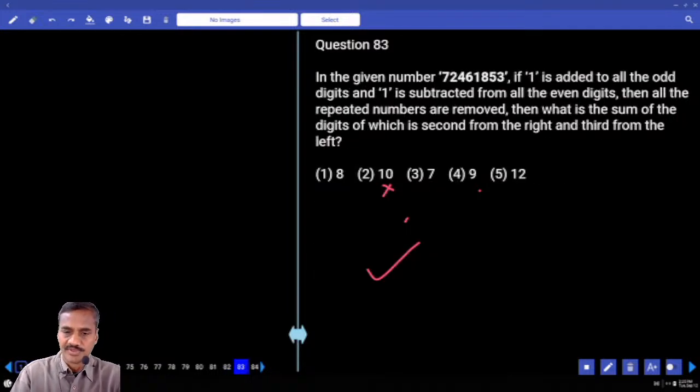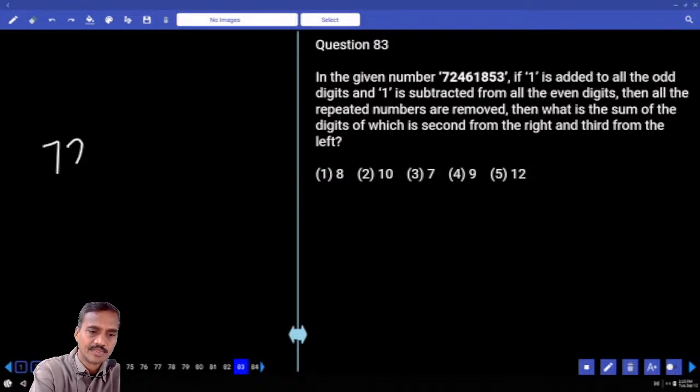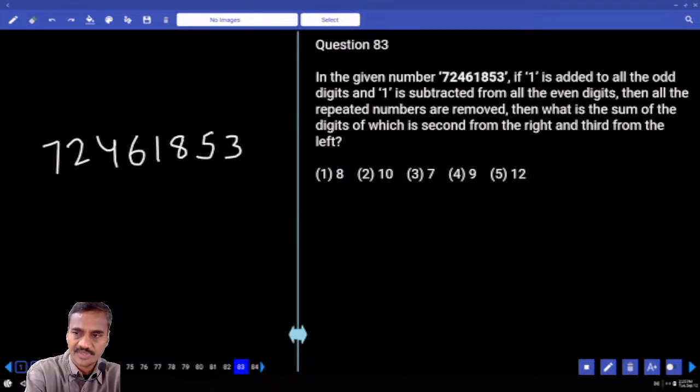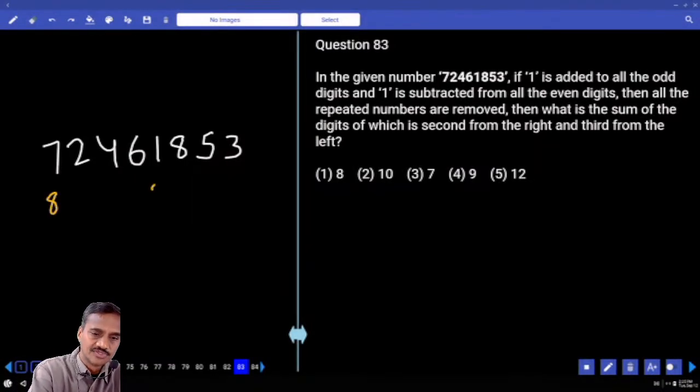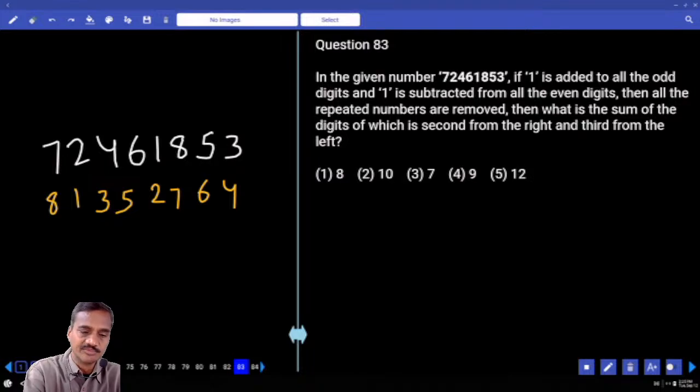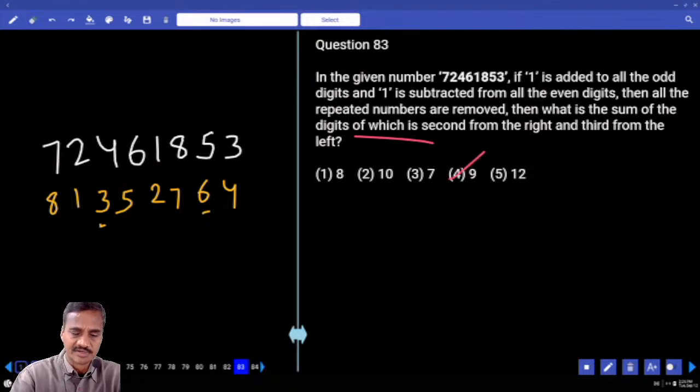Write it. Then 83, what is the number we have? 72461853. 1 is added to all the odd digits. Now this is 2 and this is 6 and this is 4. And 1 is subtracted from all the even digits: 2, 3, 5 and 7. Then all the repeated digits are removed. Is there anything repeated? No. Then what is the sum of digits which is second from the right and third from the left? 3 plus 6, how much is that? 9. That is the choice for 83.